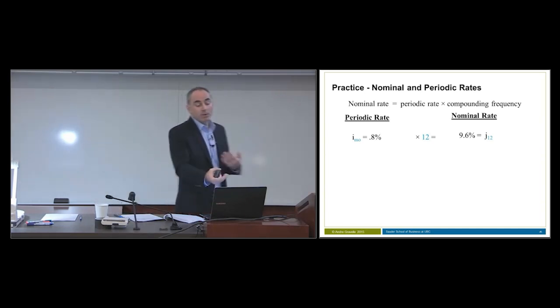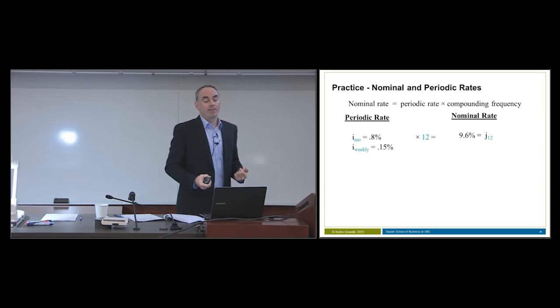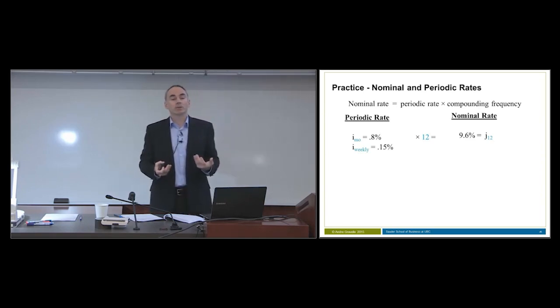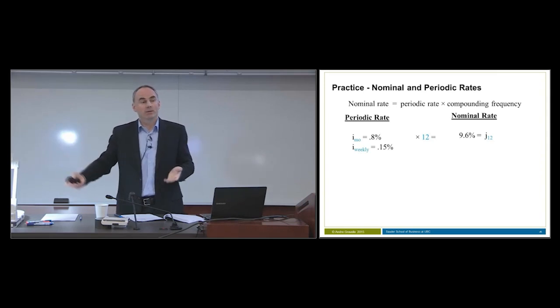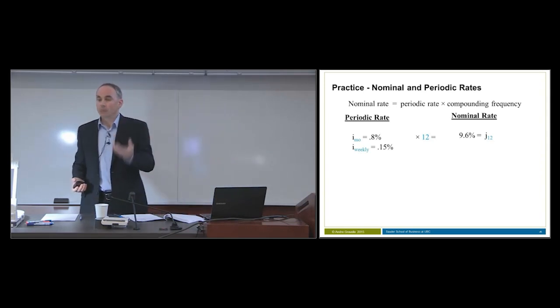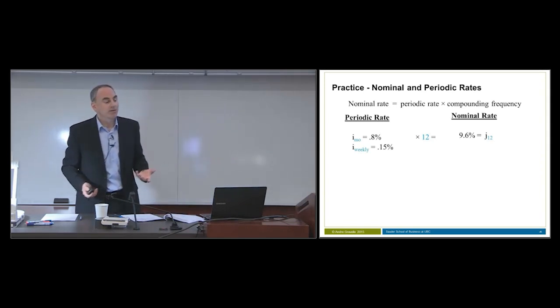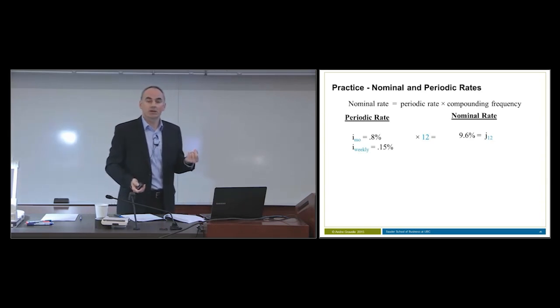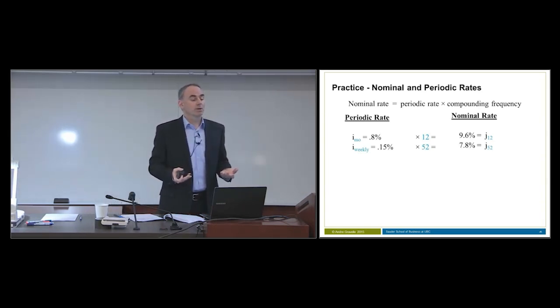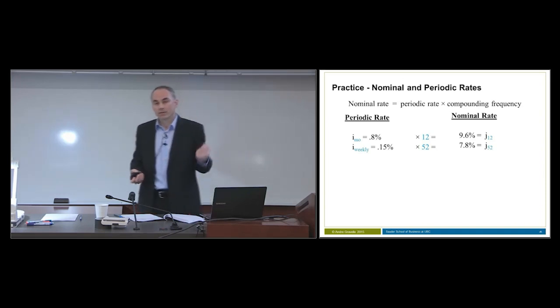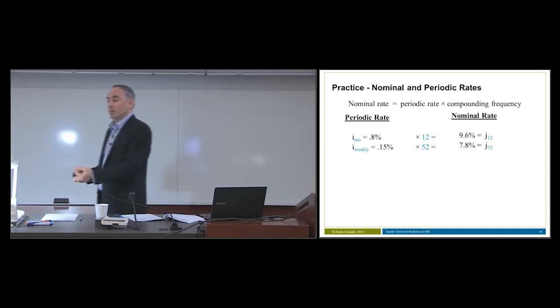We looked at another example about a weekly periodic interest rate. Well, if we had a weekly periodic interest rate equal to 0.15%, what would we multiply it by to get our nominal rate? Well, it's weekly. We know there's 52 weeks in the year. So we multiply by 52. That should give us a J52, 7.8% in this case. So we can simply multiply the periodic rate by the periods to get the nominal. That's what we're doing.